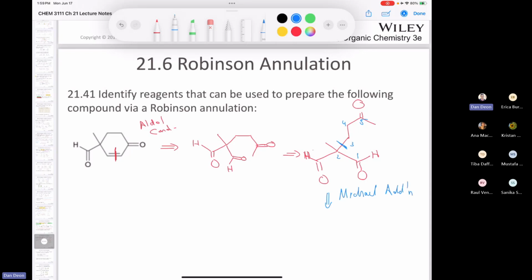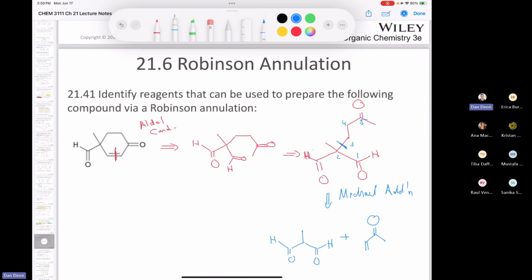So now what it's going to be is this. I'm going to have this 1,3 dialdehyde, with a methyl group on here. And then I'm going to make my Michael donor from that. And then my Michael acceptor is just going to be this compound. So if I draw this here, like that, those would be the starting materials that you would need to start out to do your Robinson annulation.